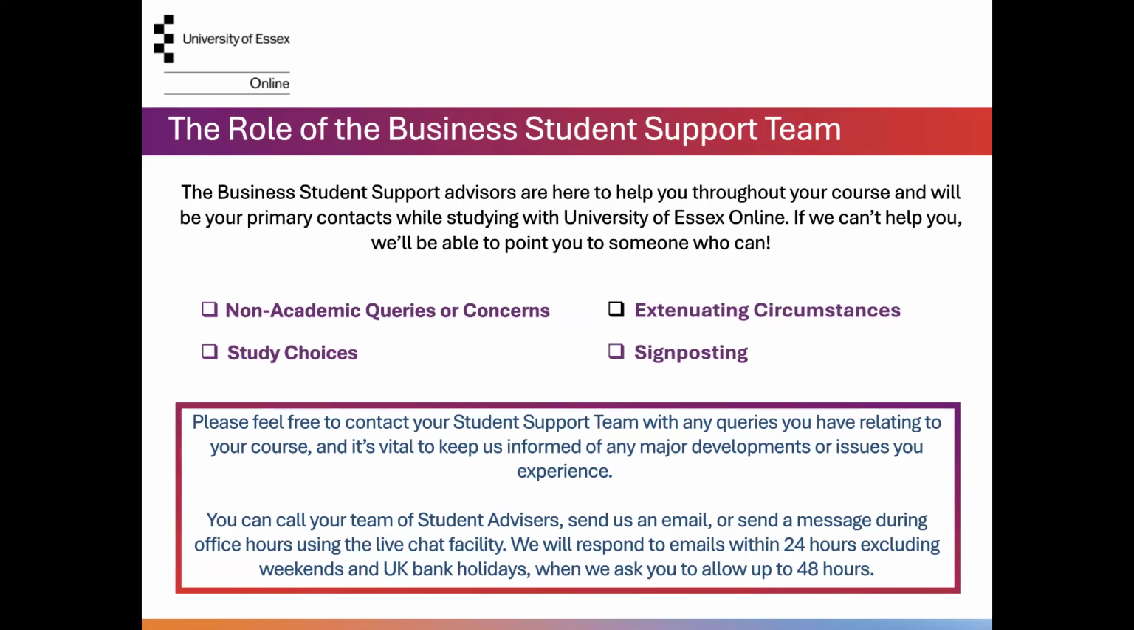Extenuating circumstances. If at any time your ability to study was impacted by any circumstances beyond your control, we can advise you on how best to manage your studies, assignment, or your module grade overall. Please get in touch with the Business Student Support Team in the first instance so that we can support you. And signposting. So if you are unsure whether we can answer your question, we can always answer your emails, and we will be more than happy to signpost you to the relevant department if we can't help you.